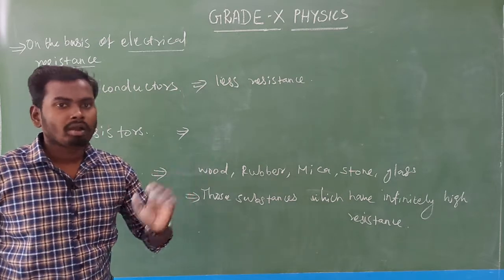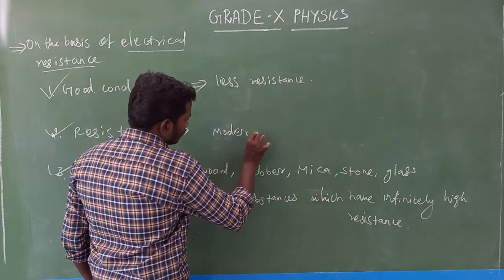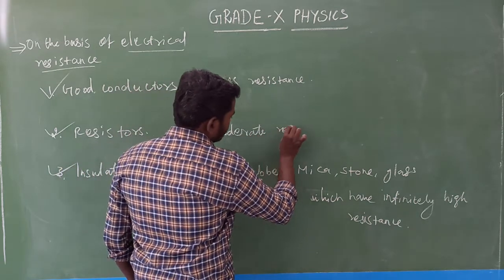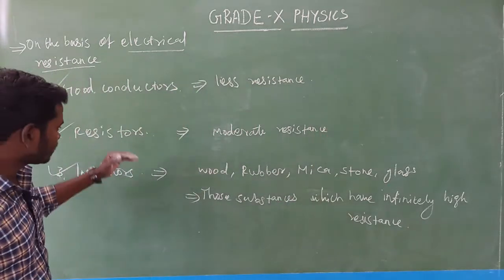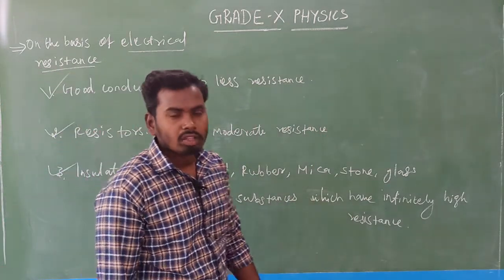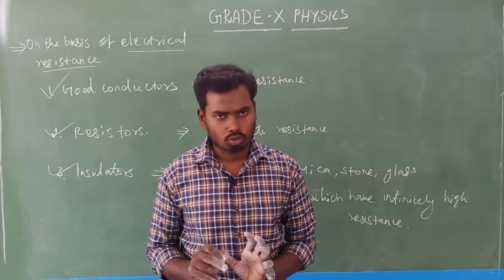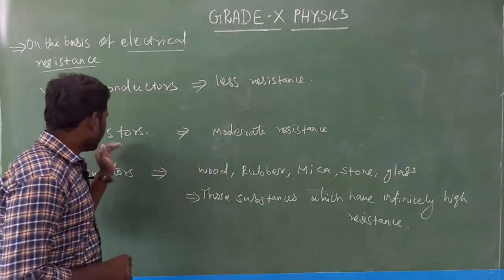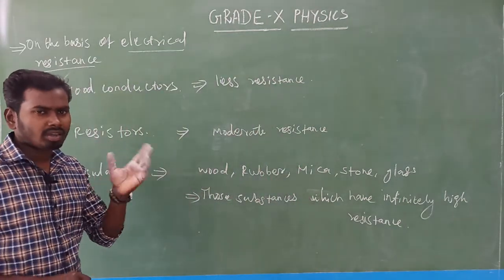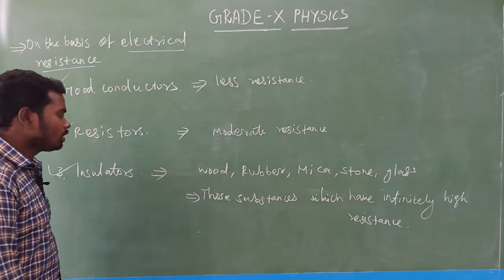They have resistance, but not a less amount and not a high amount, a moderate amount. So in resistors, the collision will be moderately high. Is it clear? Here the resistors also allow the current to pass through them, but not as good conductors do. Next, come to insulators.